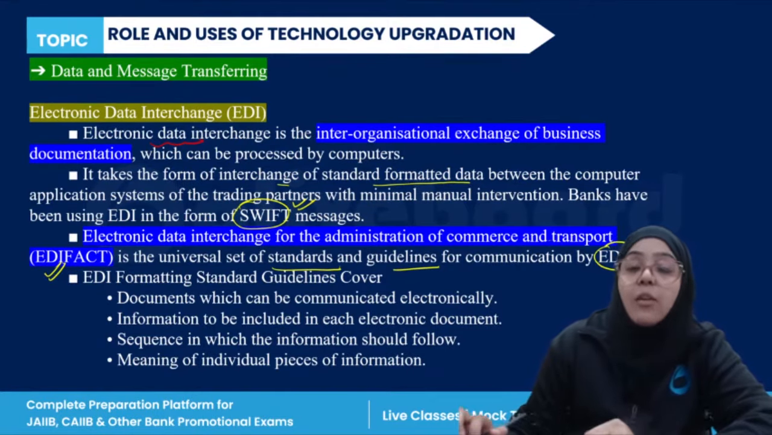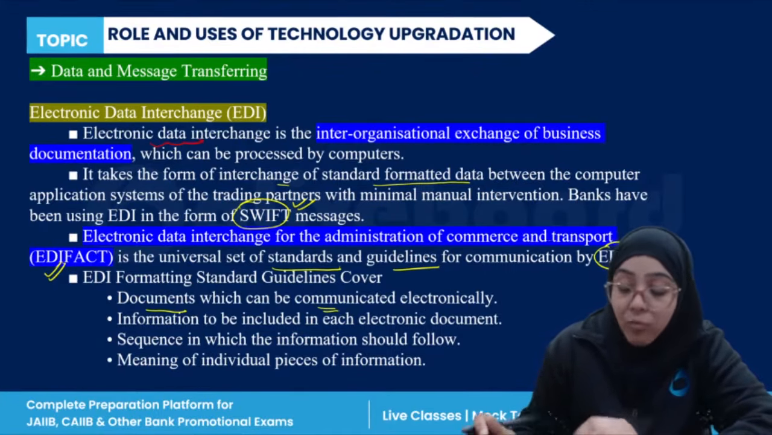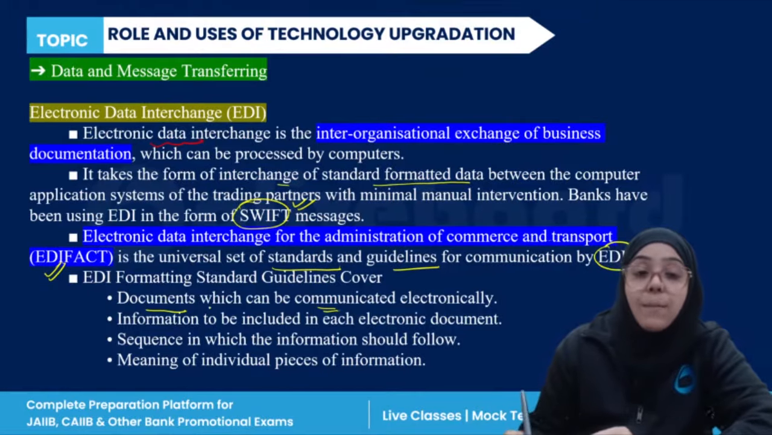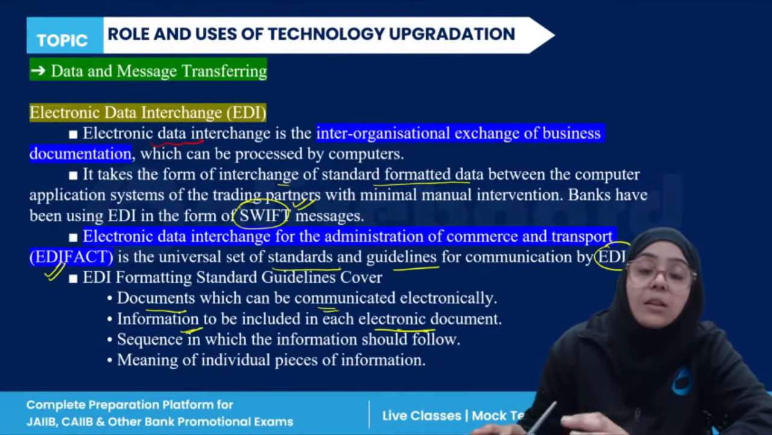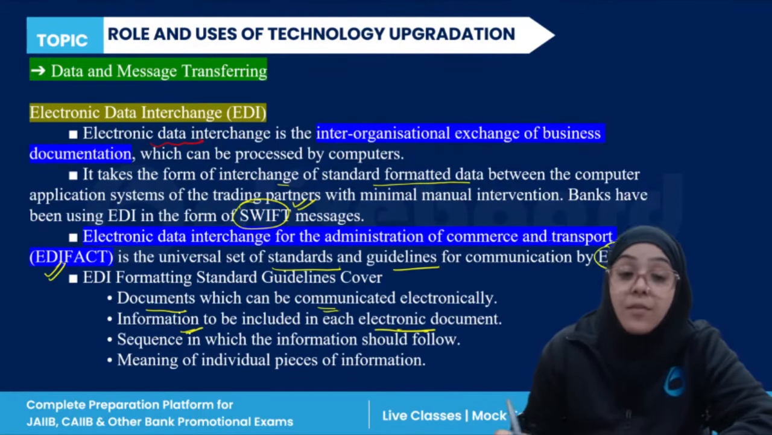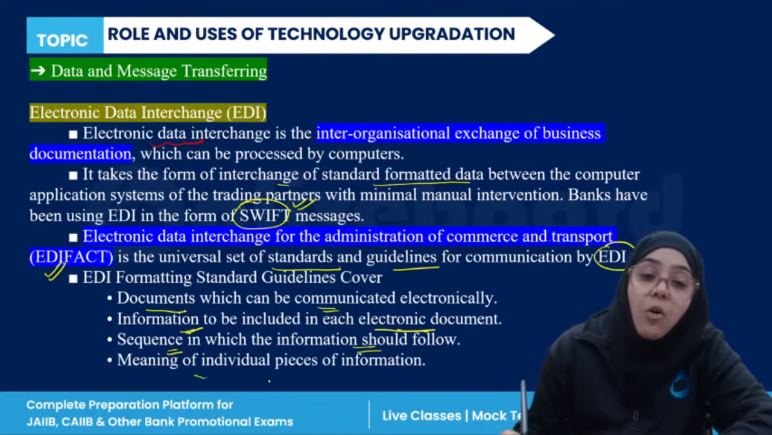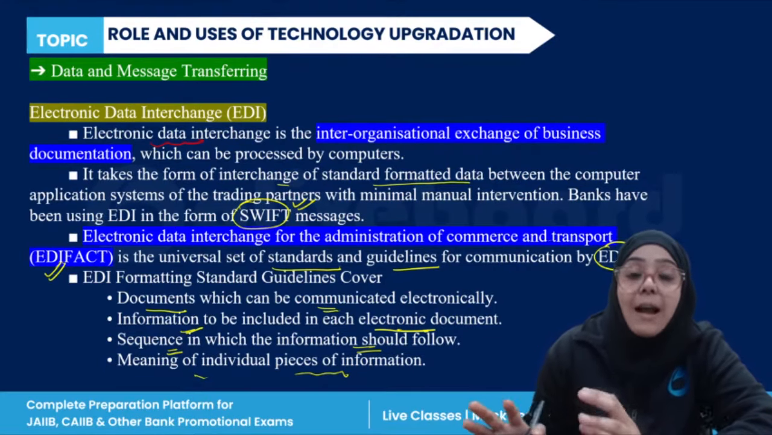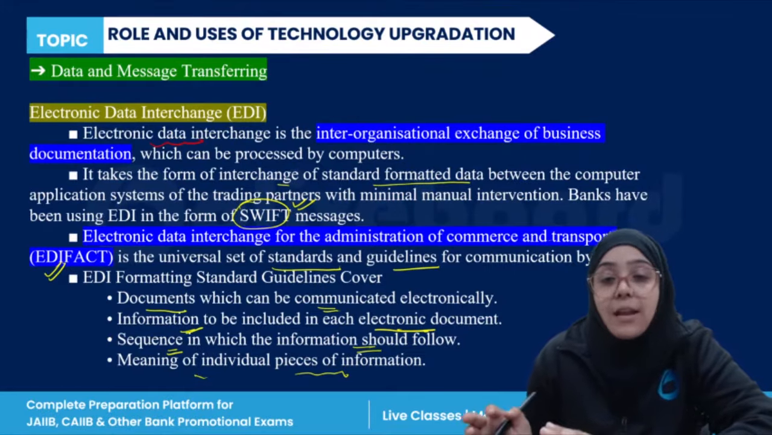So this actually covers what? This actually covers the documents which can be communicated electronically. Means what are the types of documents that can be communicated electronically, right? Plus the information that should be included in each electronic document. So what are the different types of information that can be included in each electronic document? The sequence in which the information should follow, and the meaning of each individual piece of information. So these are the different guidelines that cover the standards for electronic data interchange.